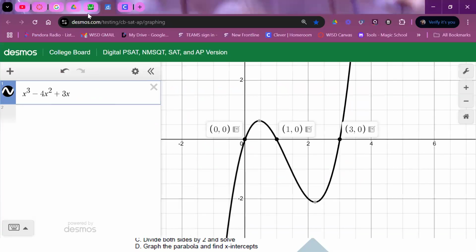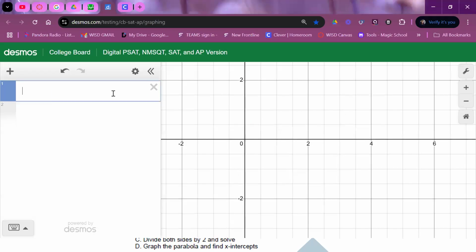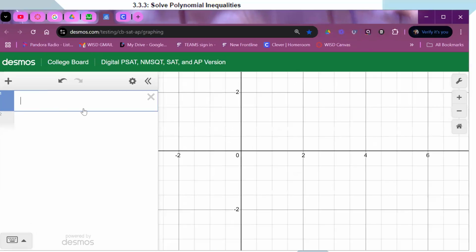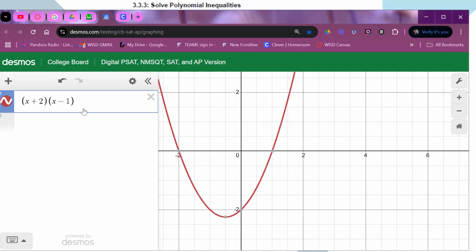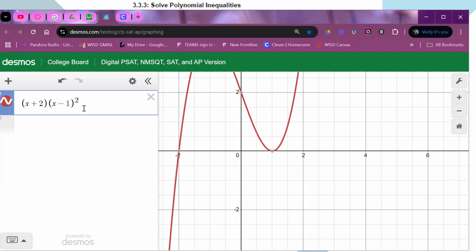If only I pressed the right buttons. So we had, that's how quickly I forgot, x plus 2 and x minus 1 squared. Okay, and we're looking for when is it less than 0.